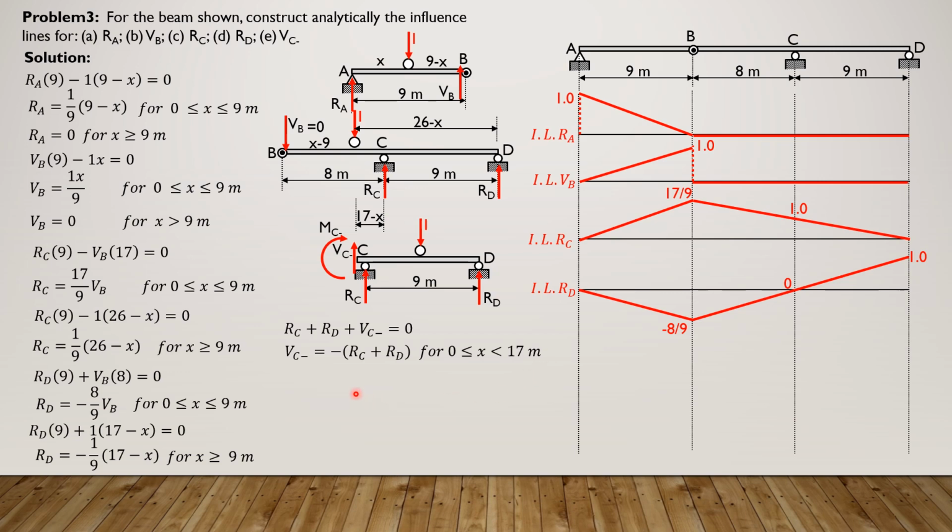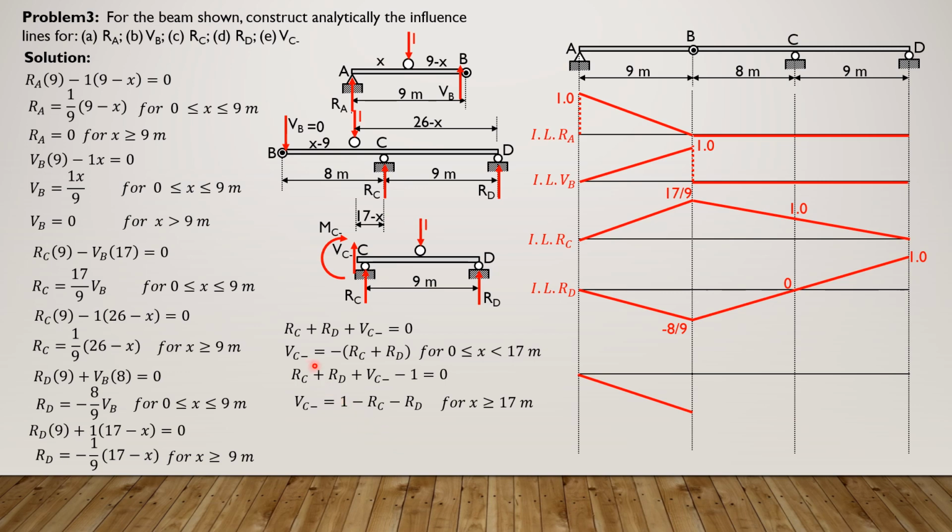Then what if it is now greater than 17? So the unit load enters and summation of forces in Y equals 0. The equation would now be RC plus RD plus shear just to the left minus 1 equals 0. So shear just to the left is equal to 1 minus the quantity R sub C plus RD, or 1 minus R sub C minus R sub D. So this is the formula for X greater than or equal to 17.